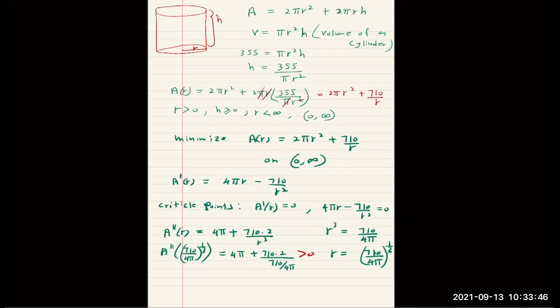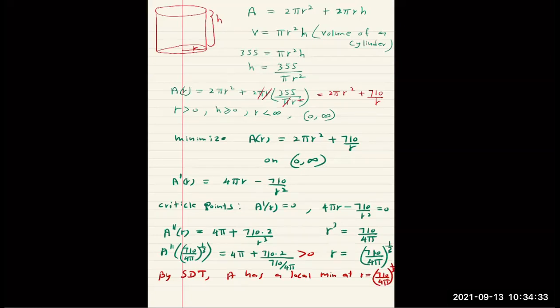That means by the second derivative test, A has a local minimum at R is equal to 710 over 4 pi to the power 1/3. Okay. All right.